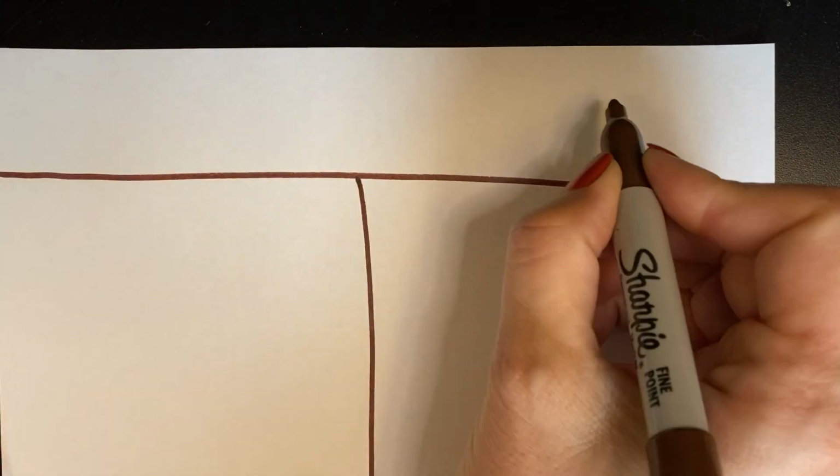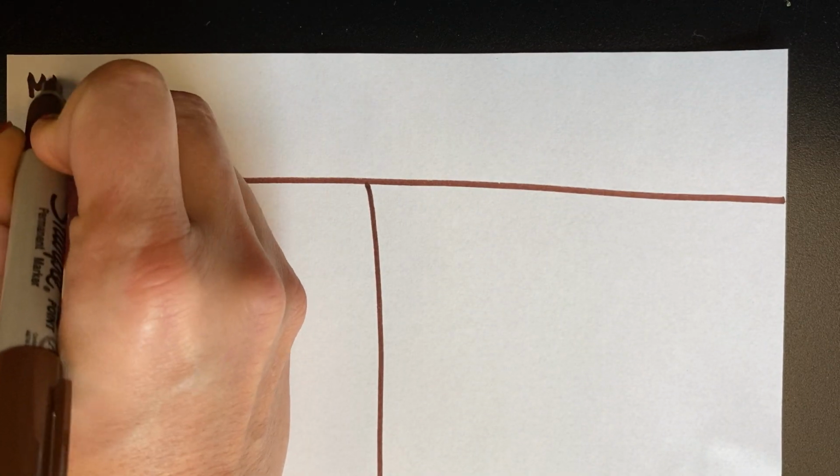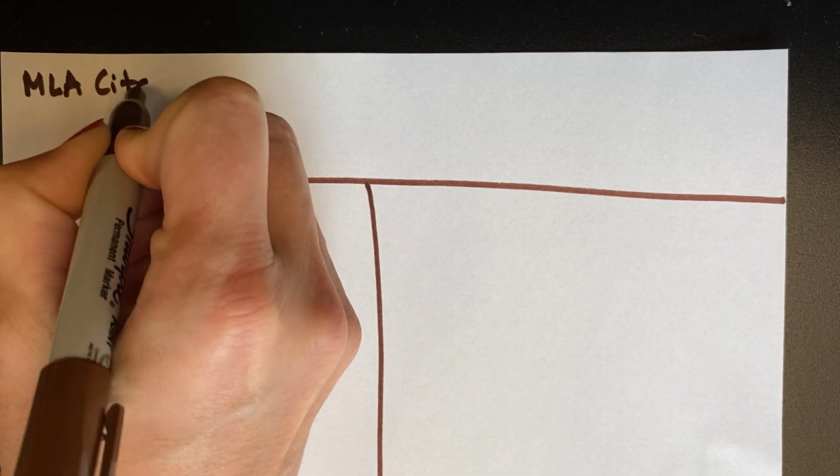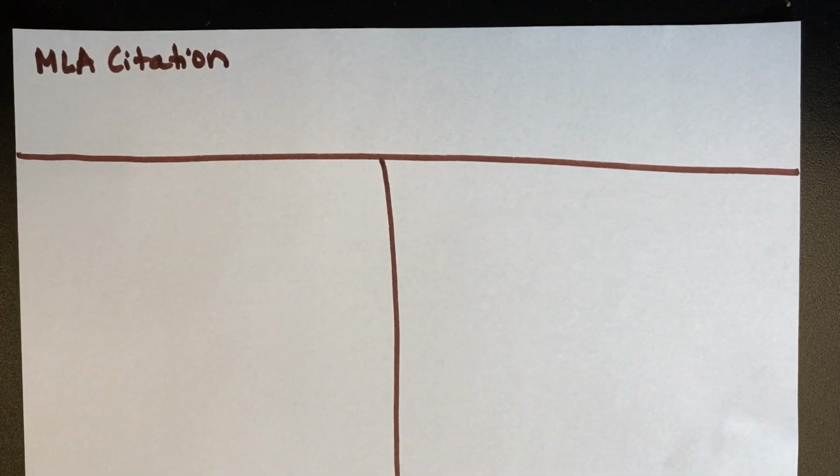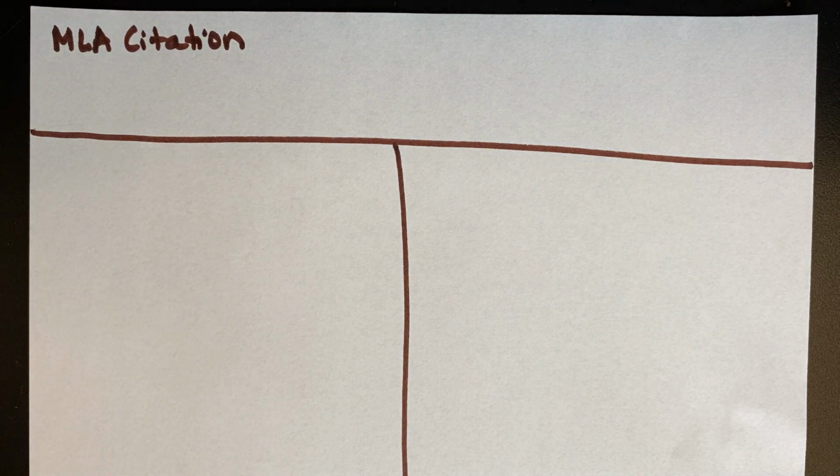What we're going to want to do up here at the top is put your MLA citation. Most of the things that you have researched will probably already have the citation, and you can do this online. I like to do it by hand because I feel like I get better ideas when I write by hand, but you are always welcome to do what works for you.